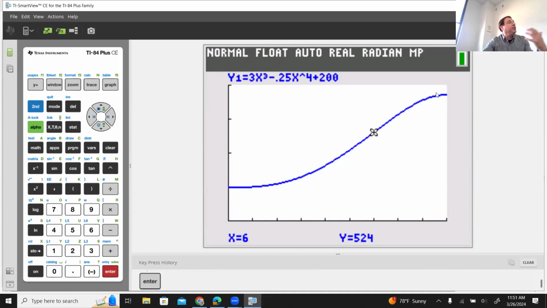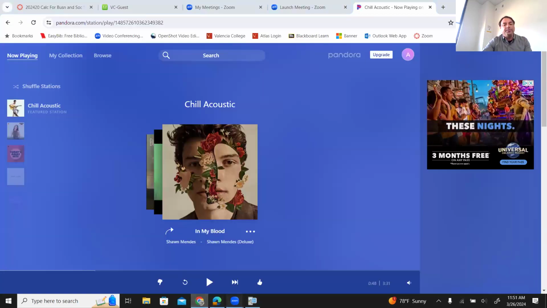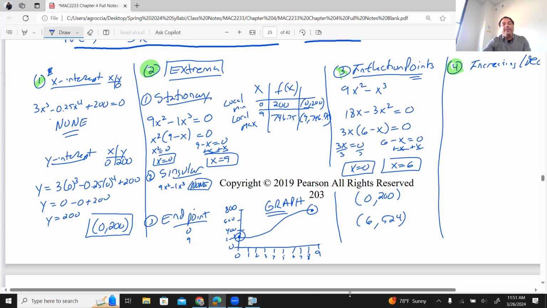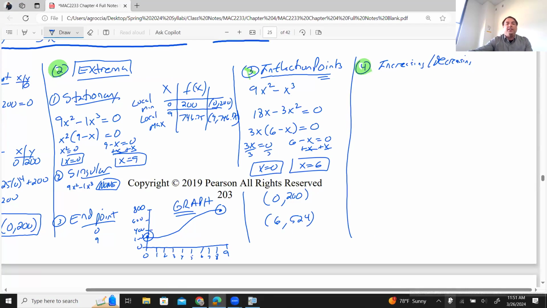So again, having the graph, all the answers are staring at you, which means we have 2 inflection points. And then the last question for this graph isn't that bad at all. When is the graph increasing?